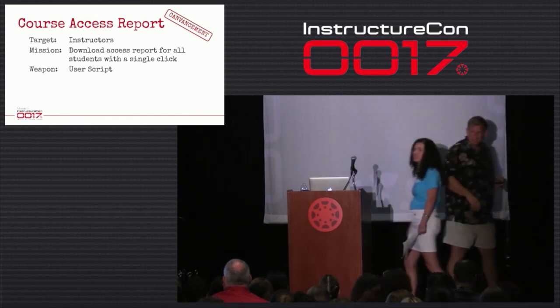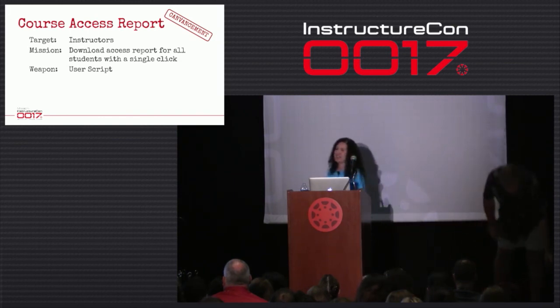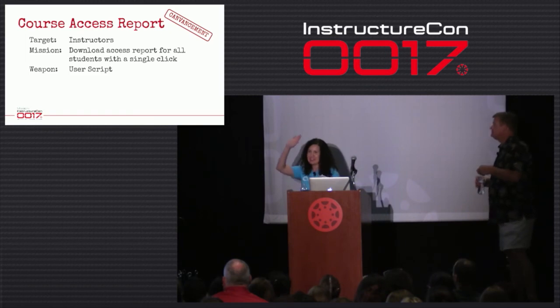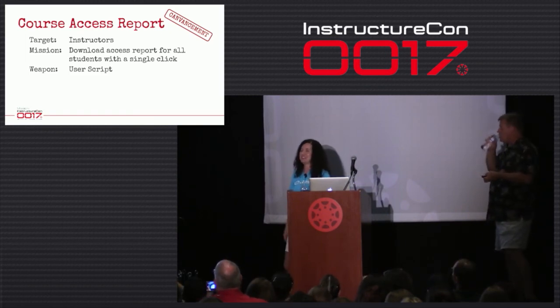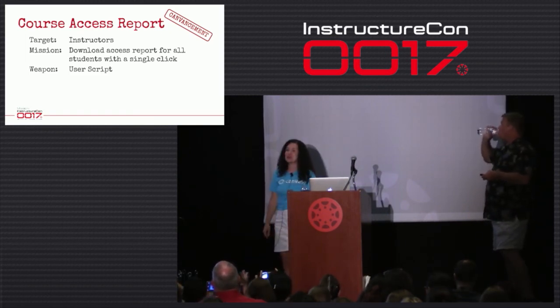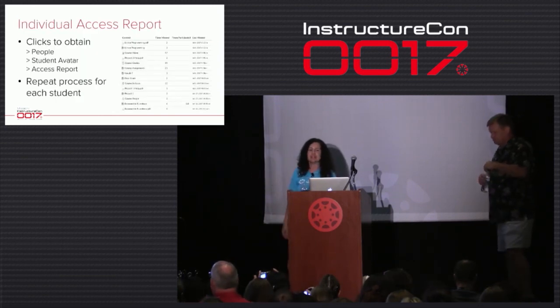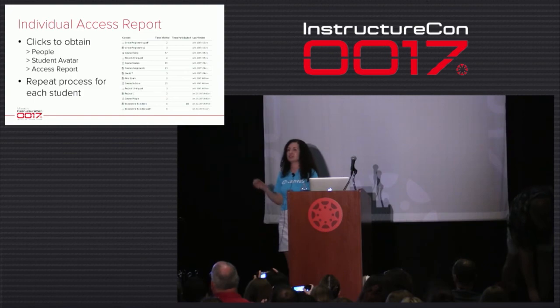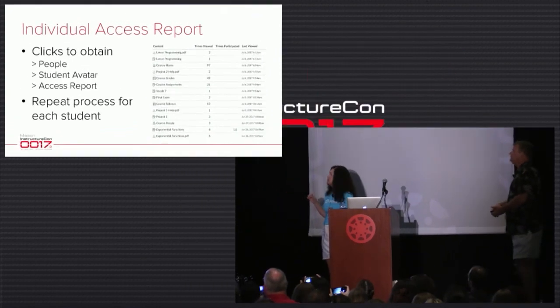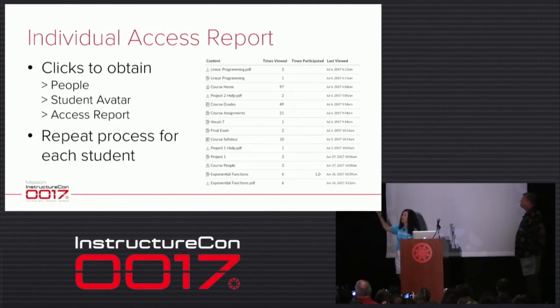All right, this is course access report. This is another favorite of mine. Oh, I see a couple of these, so a couple people are using it already. That's awesome. So you know the normal thing that you would need to do, right? So normally, access report, you go to people, you click on a student, you go to access report. I want to know which one of my students have looked at the syllabus, because that's kind of important. How many students have looked at the syllabus? I would have to repeat this for every single student. Yes, you're nodding with me.